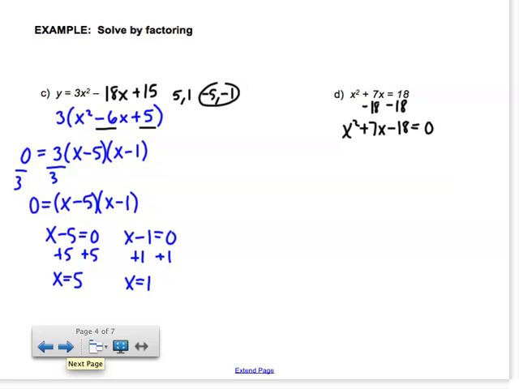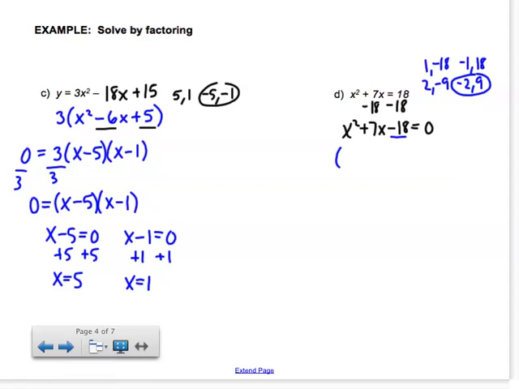And sometimes you will see it like that. It's not going to be all pretty all on one side, so you have to get it all together in order to factor. And now I'm looking at my last term, and I can get -18 with 1 and -18, -1 and 18, 2 and -9, -2 and 9, and I'm just going to stop right there because I already see that I'm going to use -2 and +9.